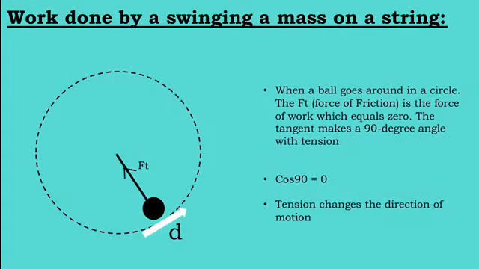There's actually a fourth scenario when work is equal to 0. When a ball goes around in a circle, Ft is the force of work, which is equal to 0. The tangent makes a 90-degree angle with tension, making it cos 90, which is also equal to 0. Tension changes the direction of motion. But sadly, even though you may think you're exerting a lot of work as you're spinning said mass around in a circle, there is actually no work being done.